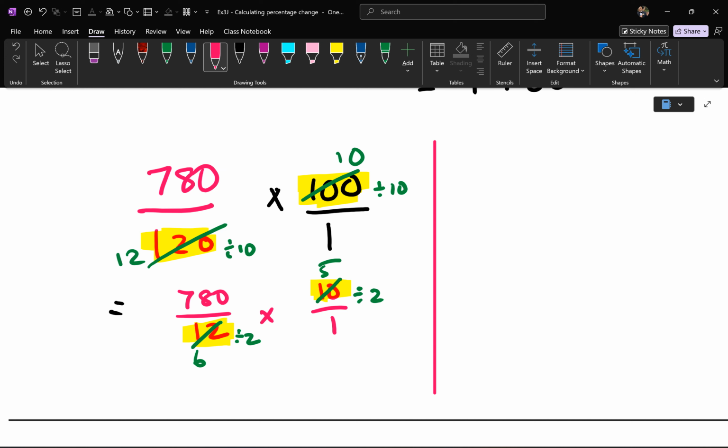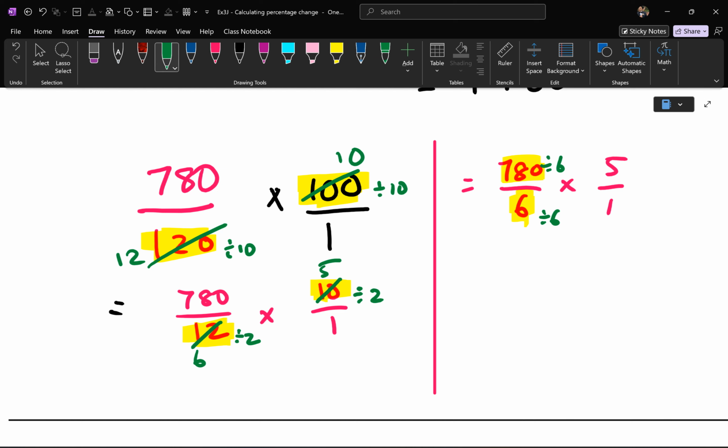And let's just block that out. That still gives me now what? 780 over 6 times 5 over 1. I can still see another factor. Not an obvious one, but there is another factor. Which one? Will. 780 and 6. And what's the common factor? 6. Very good.